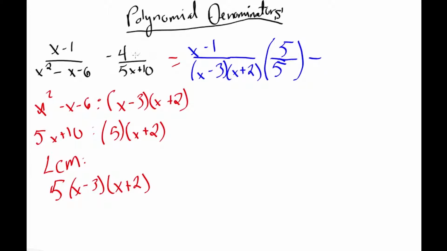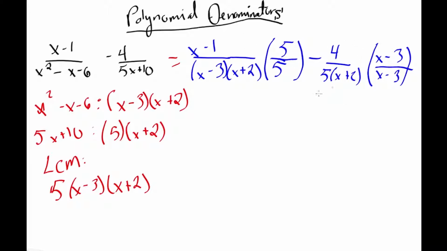Now let's subtract it because it was a minus 4. And again, I'm going to write the original down first. I'm going to write the factored version of it. So 5x plus 10, that's 5 times x plus 2. What is this missing that my lowest common multiple has? Well, it's missing the x minus 3, so that's what I'm going to multiply by. And on top and on bottom.